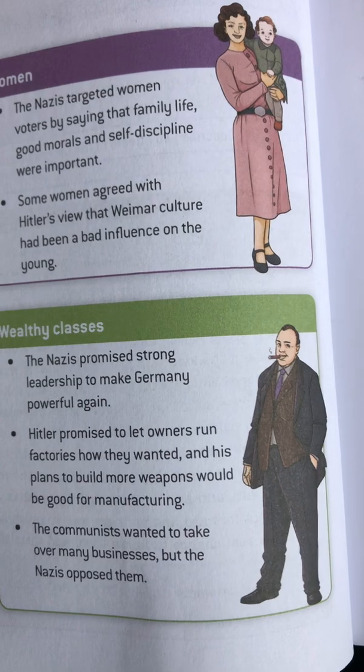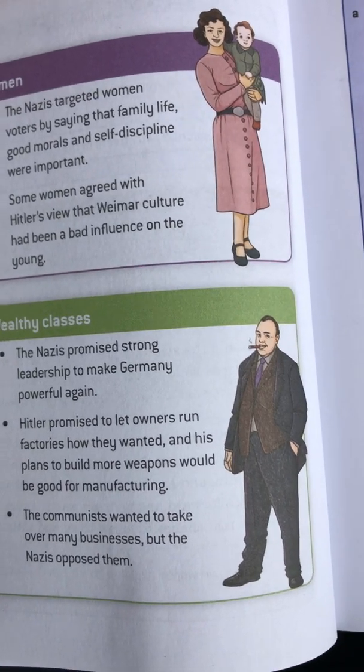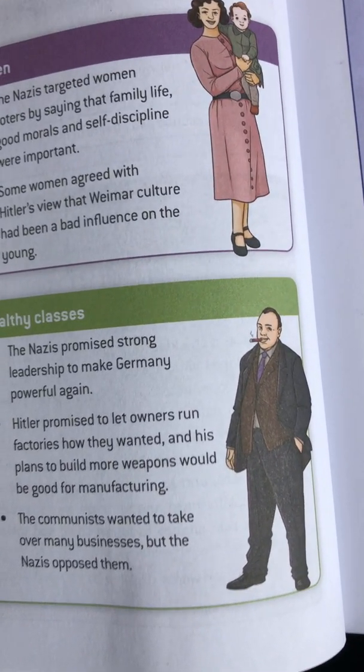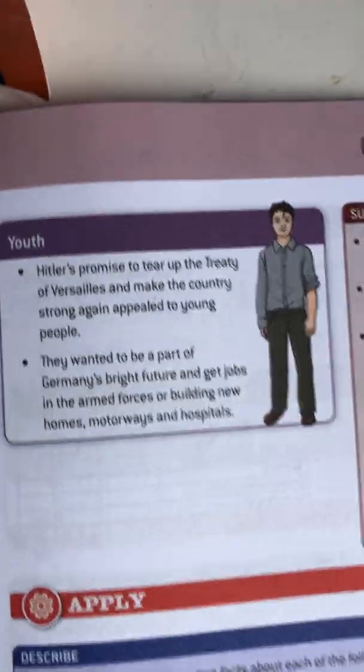And again, the threat of communism. If you own a factory, the Nazis were a way of keeping your factory safe, making sure communists wouldn't take it. And finally, the fifth group is the youth.